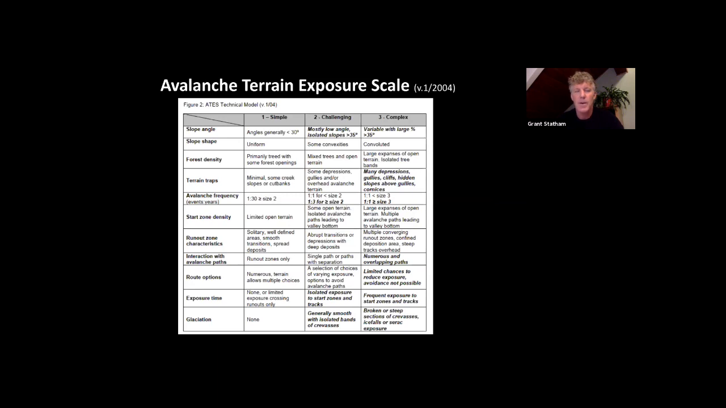And this has the various parameters on the left: slope angle, slope shape, and you can see it continues right down through route options, exposure time, and glaciation at the bottom, and then all the different parameters in the middle, with some defaults. So in this particular example, defaults mean that if the terrain fits that criteria with the bold default, then it's automatically in that category.